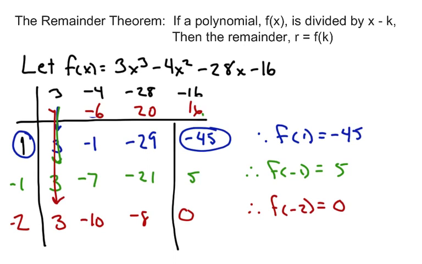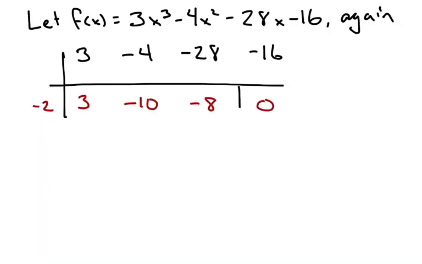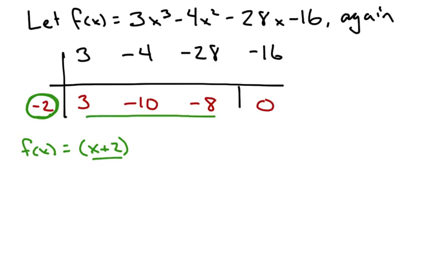Let's take a closer look at this last result. Here's that function, f of x equals 3x cubed minus 4x squared minus 28x minus 16 again. And this was our last line of work. And see, the thing is that through this synthetic division, we can rewrite f of x as x plus 2, because that negative 2 is going to make x plus 2 equal to 0, times this polynomial, 3x squared minus 10x minus 8, and we'll have a remainder of 0. That's what the remainder part tells us right here.